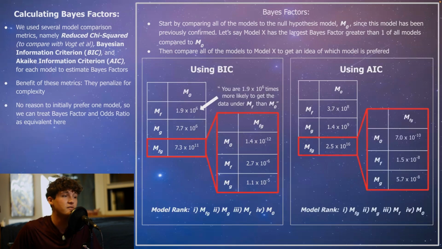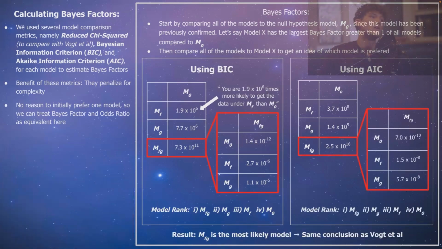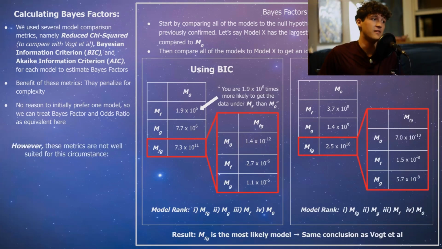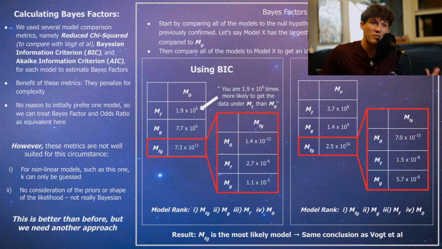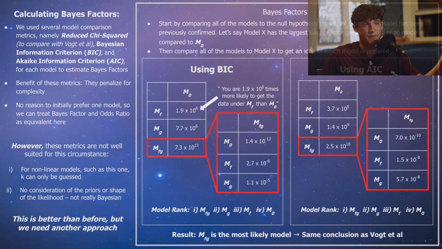And this leads us to conclude that, as Vogt claimed, model FG is the most likely model. Now, there's drawbacks to these methods as well, which is one, we're looking at a nonlinear model, meaning that we have to only guess K, which is less than ideal. There's also no consideration for the priors or likelihoods, so is this really Bayesian? Now, we would like a better way, and there's another option.